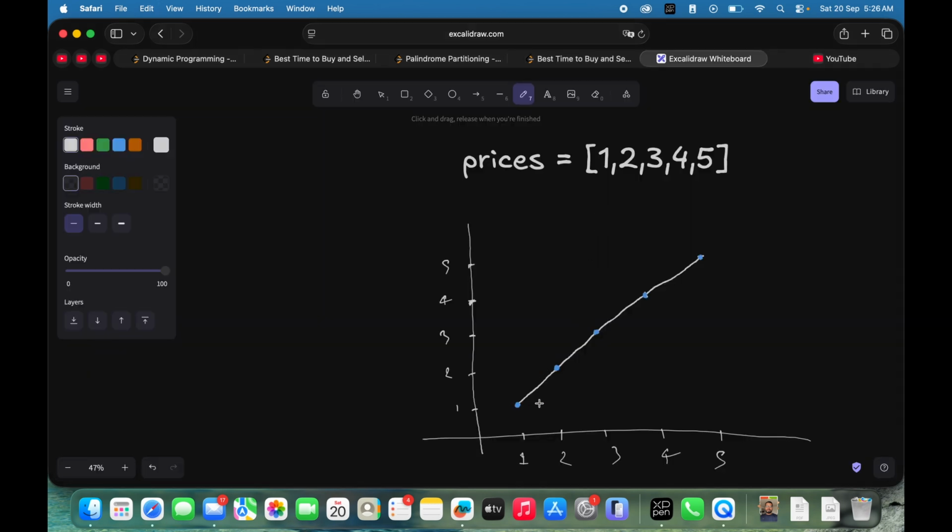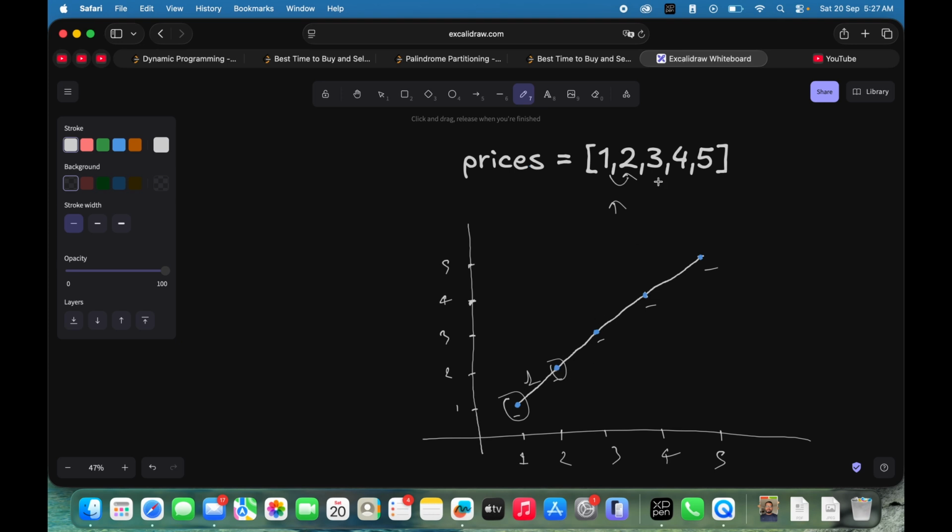So in the second example, first we have one price, then we have two, then we have three, four, and five. Here the prices are continuously increasing. So if I buy on this place, basically I can buy on this place because I can see that the next day's price is simply higher than the current day's price. So I'm going to buy here. Then on the next day I can sell, right? If I want to, I can sell it and I'm going to make a profit of 1, correct?